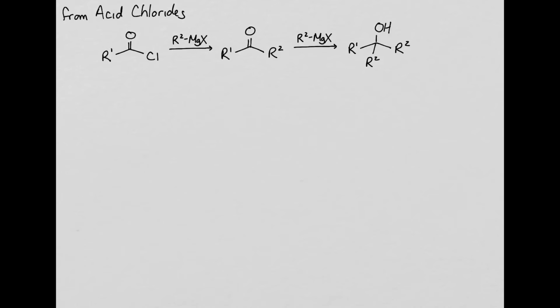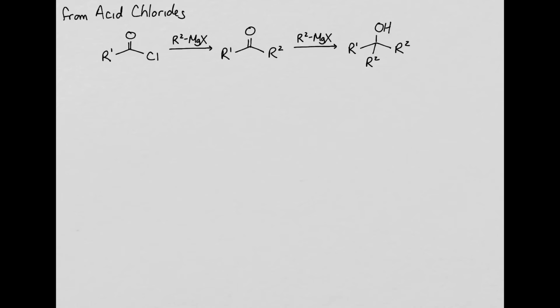Because the ketone that is formed from the addition of one equivalent of the Grignard or organolithium reagent to the acid chloride is more reactive than the original acid chloride, it reacts with any remaining Grignard or organolithium reagent as soon as it's formed, even if we try to limit this reaction by only adding a single equivalent of the carbon nucleophile.